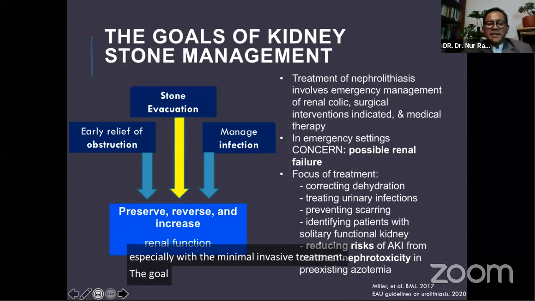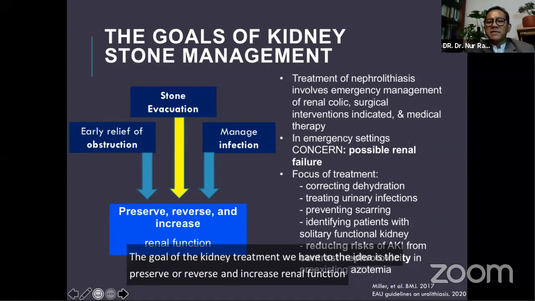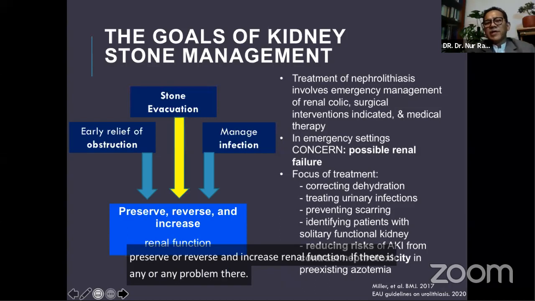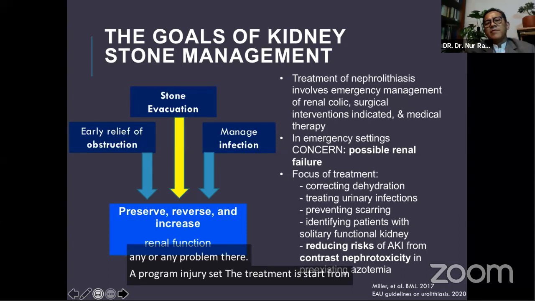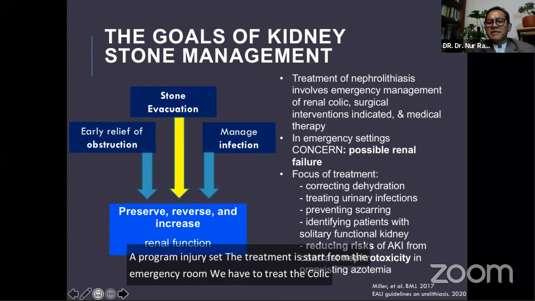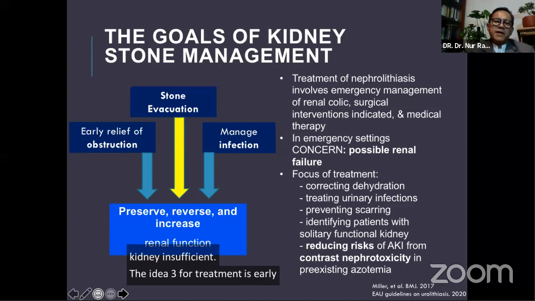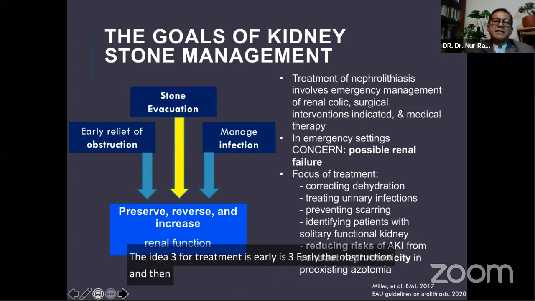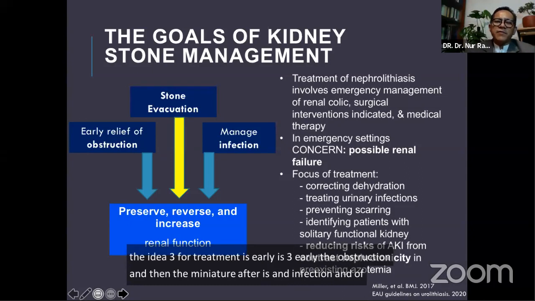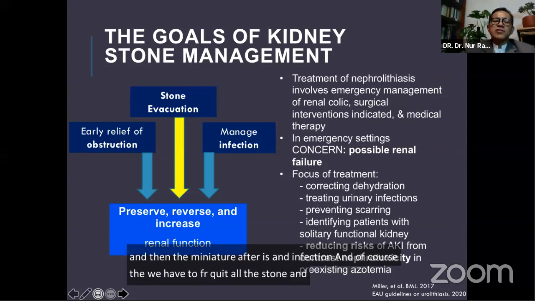The goal of kidney treatment, ideally, is to preserve, or reverse and increase, renal function if there is any problem there. Like Prof. Preminger said, the treatment starts from the emergency room. We have to treat the colic patient, either with medical treatment or with intervention. But the concern is to prevent renal function loss or acute kidney insufficiency. The idea of early treatment is to relieve the obstruction, then manage any infection, and of course evacuate all the stone and reach the stone-free rate.